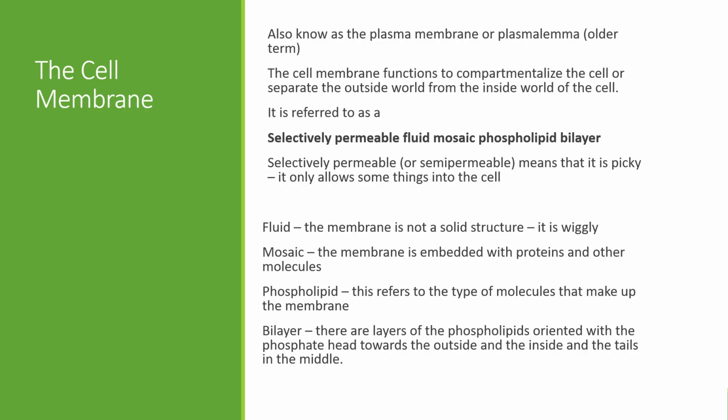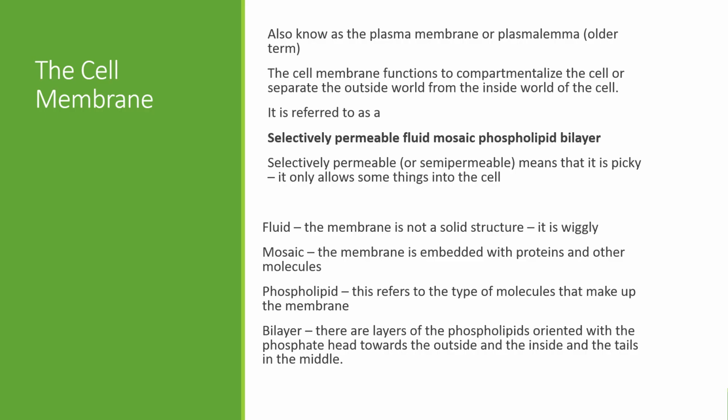So the cell membrane, as I've mentioned before, its job is to compartmentalize the cell or separate it from the outside world. We use these six words. Is it five or six? Six words to describe a cell membrane. It sounds really complex, but we're going to break it down. If I asked you to characterize the cell membrane, what you would tell me is that it's a selectively permeable, fluid mosaic phospholipid bilayer. That sounds really complicated, but let's just talk about it for a second.